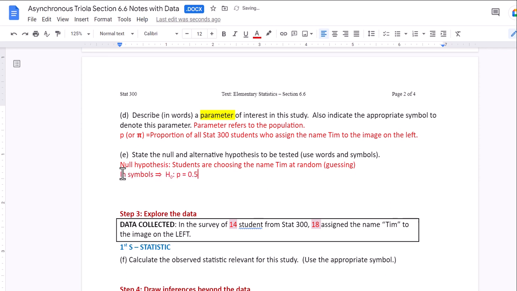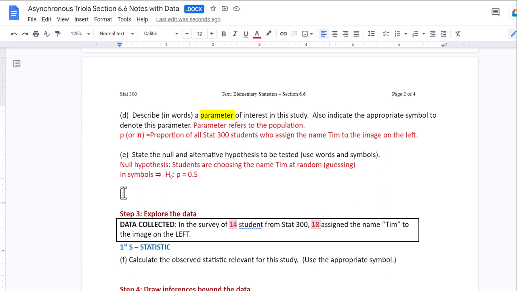In symbols, we're going to say H subscript 0, so that's the null. Sometimes that's read H null. The capital H is for hypothesis and the 0 is for null. So this reads: the null hypothesis is that P, the parameter, is equal to 0.5. Why is it 0.5? Because if you're choosing at random out of two choices, the probability that you're going to choose Tim is 0.5, right? 1 out of 2.